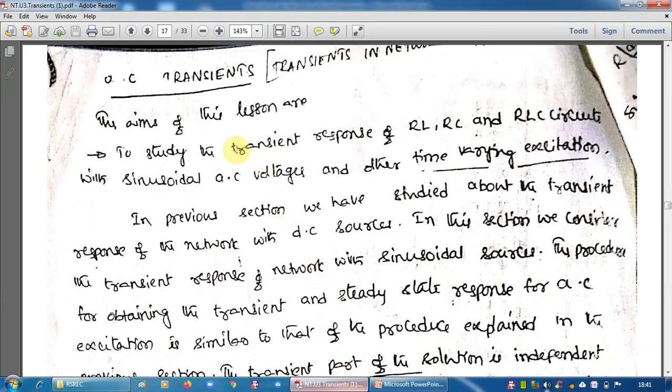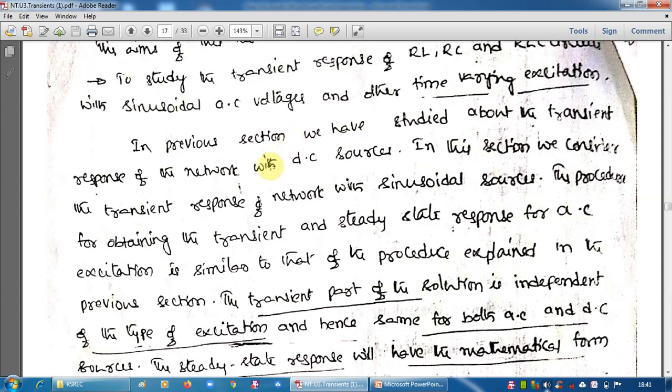We have seen so far DC transients, that means transient response of DC circuits. DC circuits in the sense circuits excited by DC supply. We have seen how transient response can be determined, and we also solved some problems on that. Now the same circuits, RL, RC and RLC circuits, excited by AC sinusoidal supply.